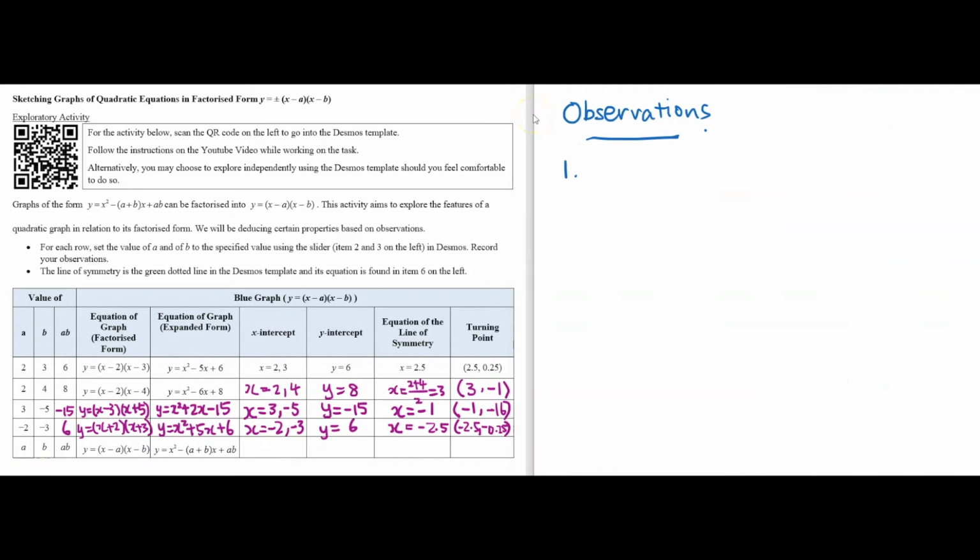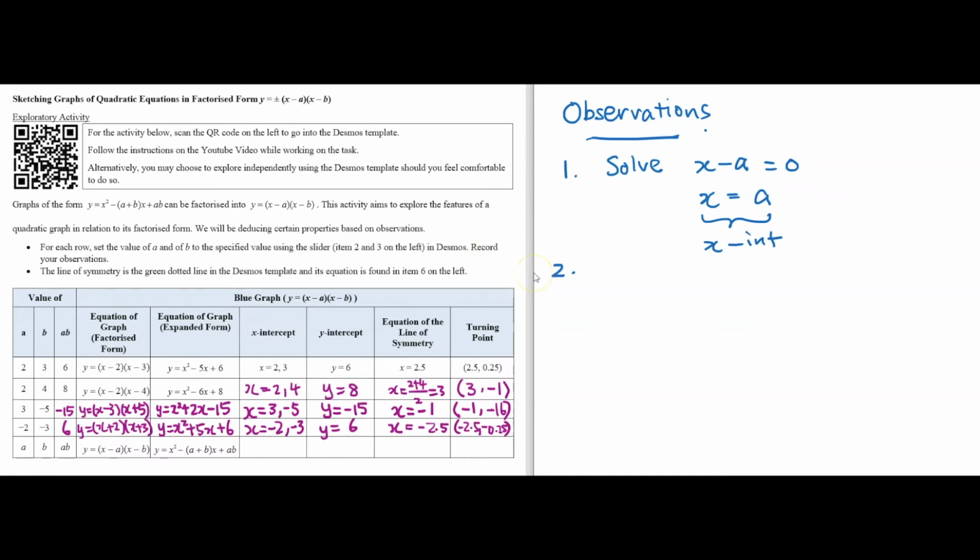Okay, so a bit of observations. Now, the first thing that I get really interested in is the fact that if I solve the linear factors, I actually get the x-intercept. So for example, if I solve x minus a equals to 0, I actually get x equals to a. And this actually is my x-intercept.